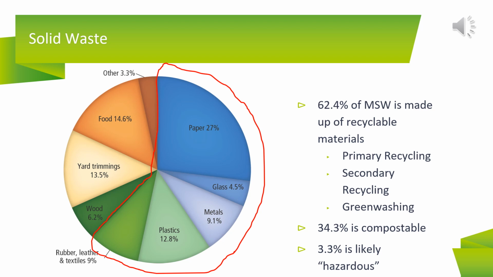So 62.4% of municipal solid waste is recyclable or potentially recyclable. About 34% of it is compostable. So we can take these things, we can put them in a compost bin, and we can turn them into fertilizer, and we can grow in them in a very rich soil. And then the other 3.3% does not fall into that category. It's not potentially recyclable. It's not compostable. It's possible that this is what we would just call trash, something that can't be composted, can't be recycled, and it's entirely possible that it is a household hazardous item, which we'll talk about in just a minute.